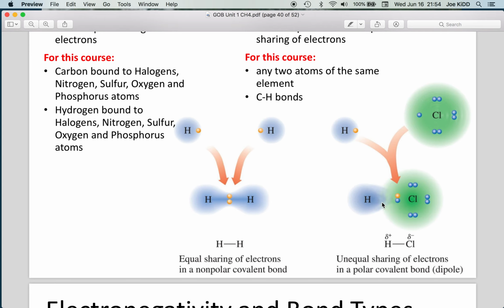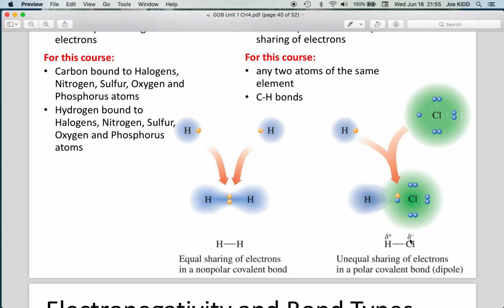It'd be like playing tug of war between a kindergartner and a football linebacker. They're not going to be shared equally. And when this happens, the electrons inevitably end up living at one end of the bond more than they do at the other. And when this happens, we end up with a slightly positive, slightly negative kind of pull on the bond. Now, it's very, very important that we see this Greek symbol here. Basically, it's telling us slightly positive, slightly negative.